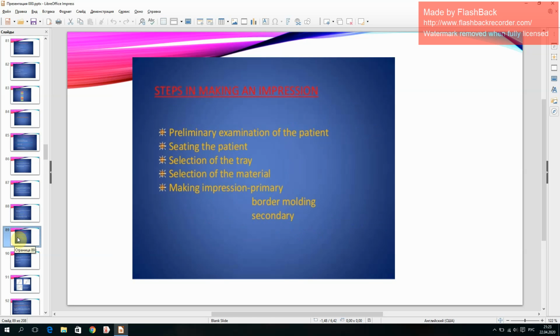Steps in making an impression. A preliminary examination of the patient, seating the patient, selection of the tray, selection of the material, making impression primary, border molding secondary.